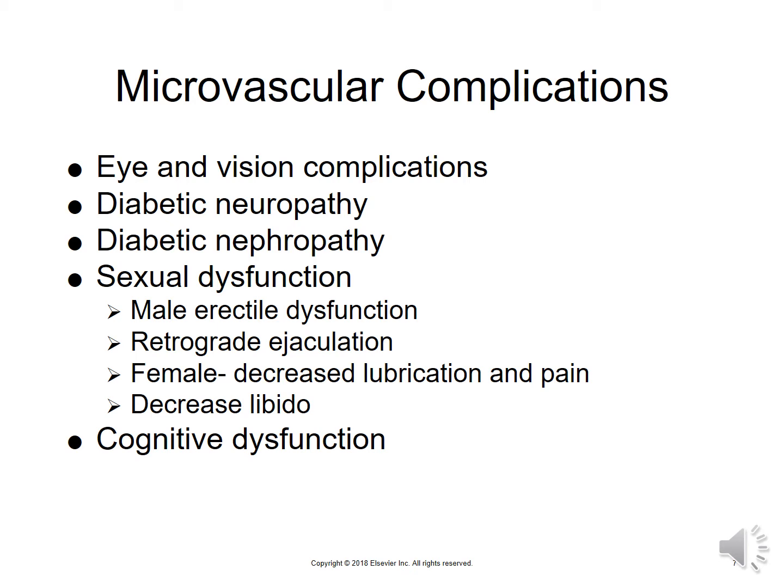Women can have vaginal dryness and pain with sexual intercourse and decreased libido. Diabetic patients are also at high risk for cognitive dysfunction like dementia and neuron damage resulting in brain atrophy.